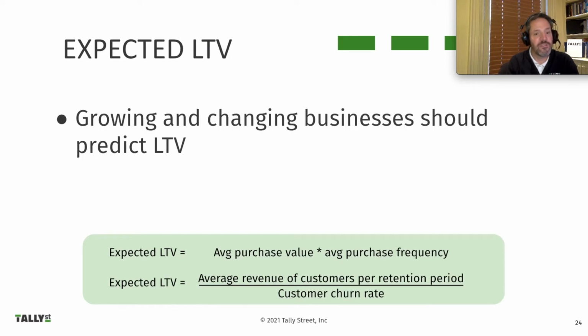So there are 2 ways to do it. Using the churn rate is the more sophisticated method, and again, that's taking the average revenue of customers per retention period divided by that churn rate. A simpler way to do it, if you don't have that metric yet, is to just look at the average purchase value across your customers, and then look at the number of times you expect to sell to a customer.